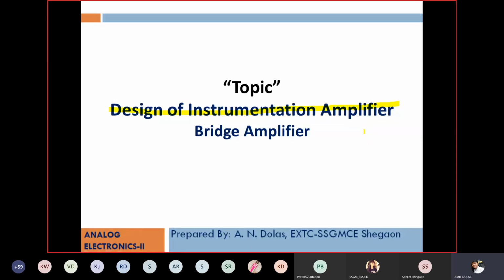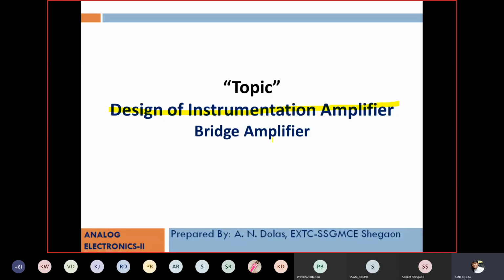Therefore, the 3 op-amp instrumentation amplifier is designed, wherein the first two op-amps, that is the A1 and A2 stage, are used as buffers, which provide high input impedance to the signal source, and the third stage is the differential amplifier stage. Accordingly, we had the output formula and we had one numerical on that.